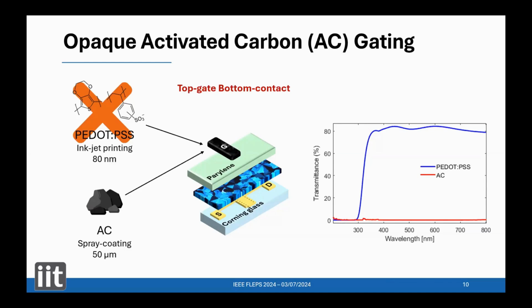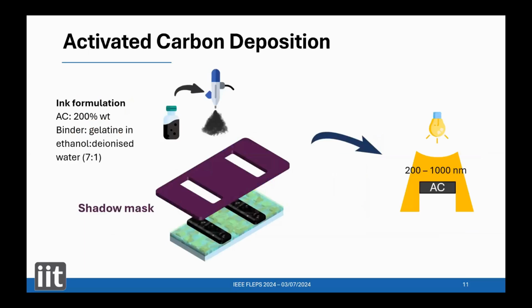Just a clarification, under 300 nanometers, it is difficult to understand the contribution of the gate since the measurements were done on samples deposited on Corning glass that of course absorbs UV light. So it's difficult to understand what happens there, but from 300 nanometers up until, again, the infrared, definitely the activated carbon is a better shield than PSS.